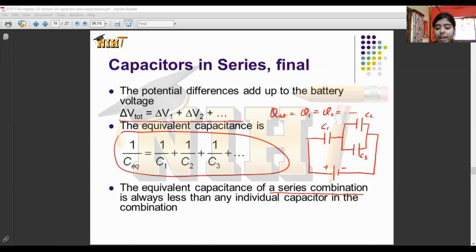So this is all about capacitors for today. In the next video, I will talk about what happens when we place dielectrics inside the capacitor, different dielectrics having different dielectric constants, and what the results are.